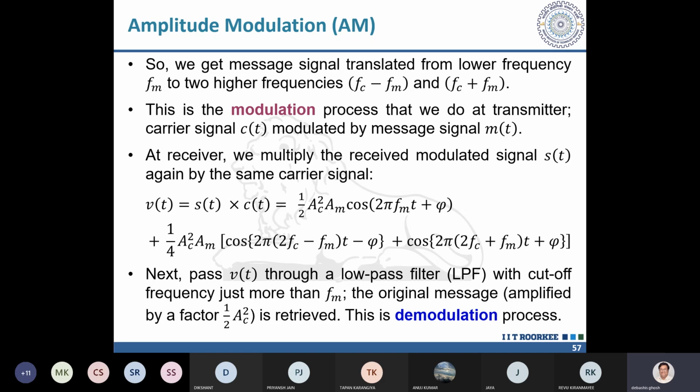So a carrier signal c(t) is modulated. We call the message signal the modulating signal. The message signal is called the modulating signal. It modulates the carrier signal, and the resultant is the modulated wave. That is how the modulation takes place. So mathematically, just for a single tone in the message, we have seen how fm is translated to fc minus fm and fc plus fm.